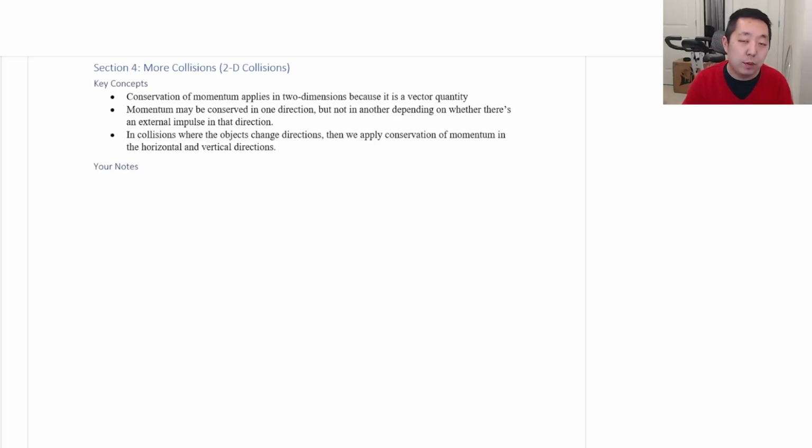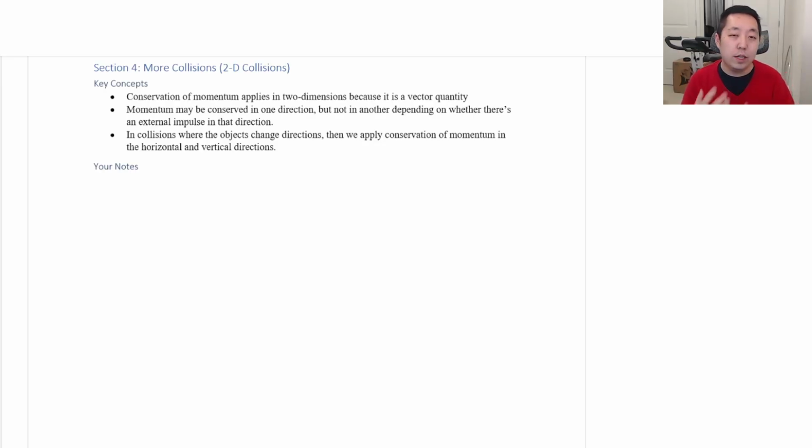So the last topic we need to cover is some two-dimensional collisions here in momentum. It's still conservation of momentum, but remember that momentum is a vector. So the vector can be in 2 dimensions. So what we want to do is split the momentum into the horizontal and vertical components if the momentum is sort of like being conserved in multiple directions.